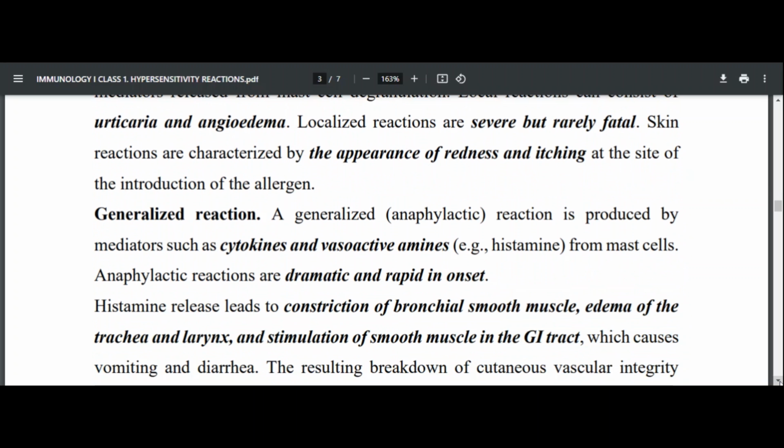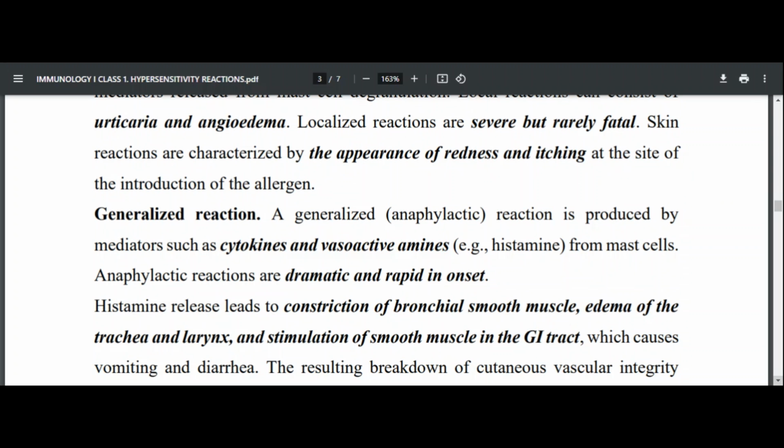So in case of generalized reaction, it is because of the production of some mediators, including cytokines and vasoactive amines, for example histamine from mast cells, which leads to anaphylactic reaction. So an atopic reaction can also lead to anaphylactic reaction, which is very, very rapid in onset and dramatic.